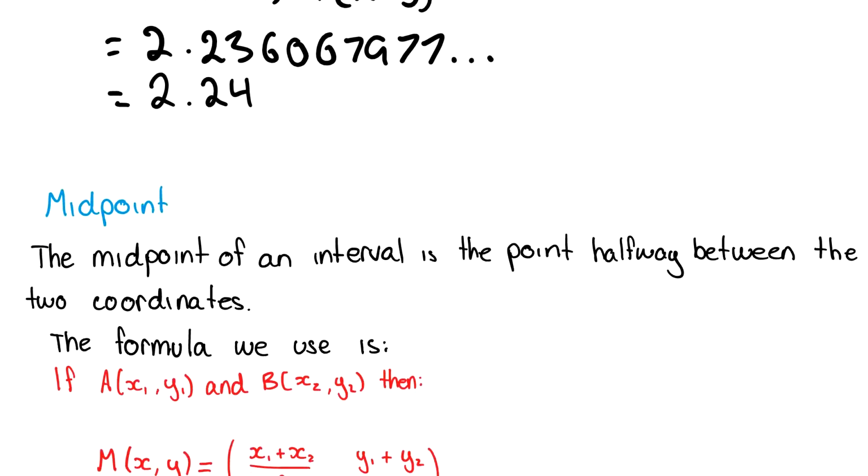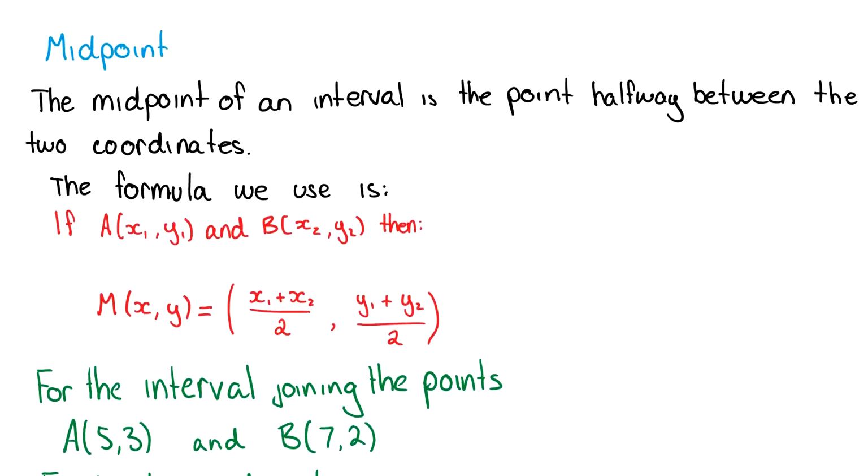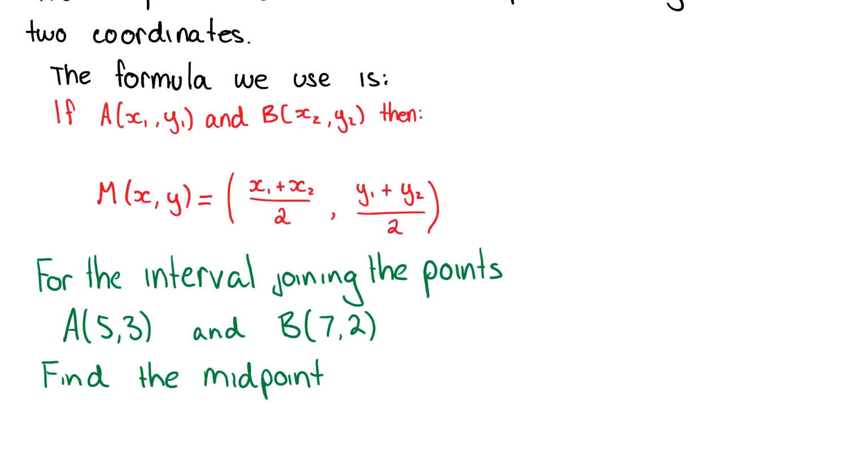Alright, so the next thing we want to look at is midpoint. The midpoint of an interval, or that line, is the point halfway between the two coordinates. So it is a coordinate, so you get two values, your x and your y value, as you can see in the formula there. So we have x1 plus x2 over 2, and y1 plus y2 over 2. All this is the average of your two points.